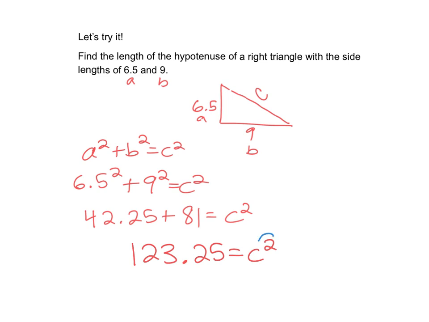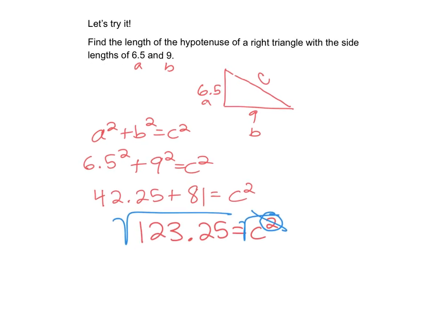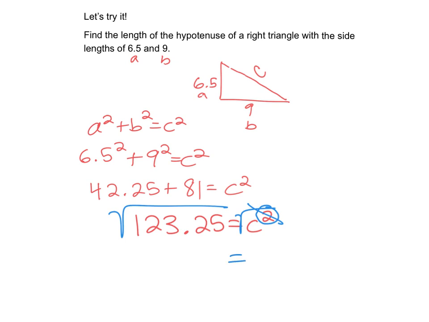So again, this is the hardest step, this last step here, to get rid of this squared on the c, because we just want to know what c equals. We don't want to know what c squared equals. We're going to take the square root of both sides. These get to cancel out because those are opposite or inverse operations of each other. And I'm left with c. If I take my calculator and do the square root of 123.25, I get about 11.1. And that's rounded, but that would be my answer.